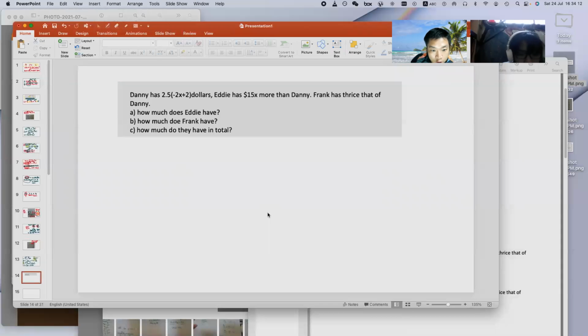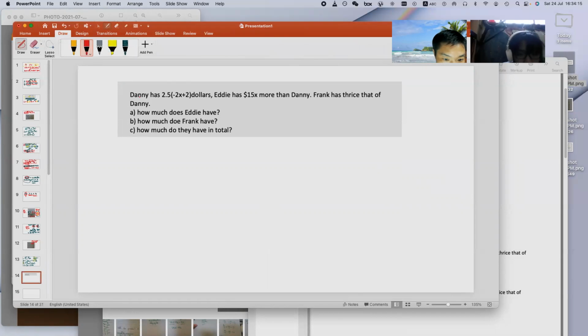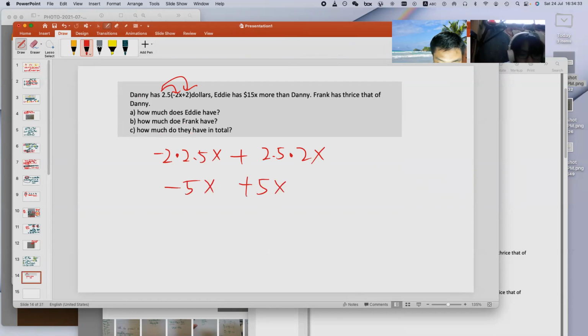So first thing, the first question cannot be wrong because the first question is very simple. Open bracket, like I say, is super simple. So this is times, this is times. So this is 5x, this is minus 5x. Very simple. Okay, so this is 10. I list them down. Now, the second question. Danny has 15x more than Danny. So, Eddie, hold on. You hold on. The kids are too loud.